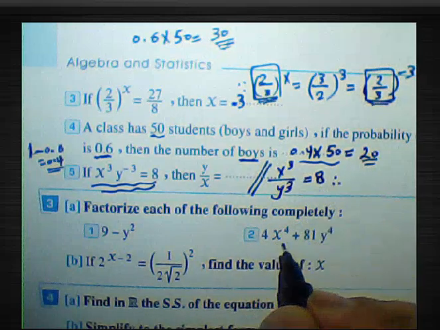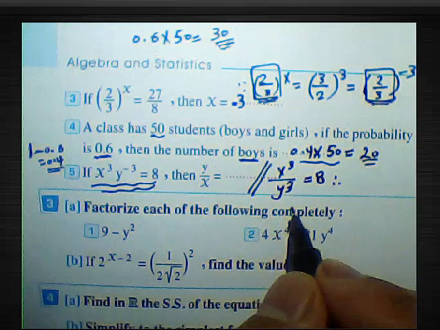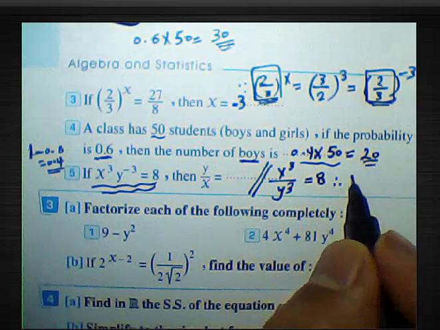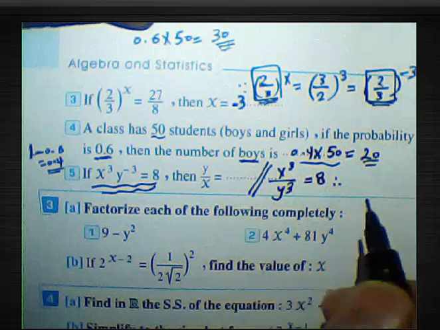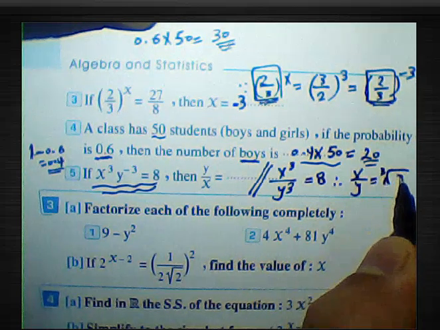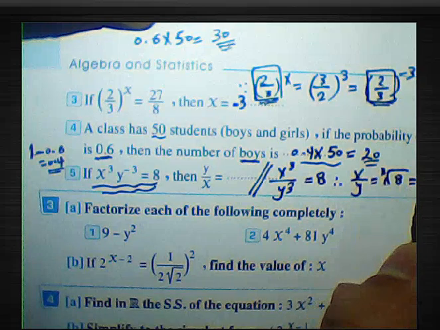Then we can find x over y by taking the cubic root. We can write the cubic root on the left hand side and the right hand side. Then x over y equals the cubic root of 8, and the cubic root of 8 equals 2.